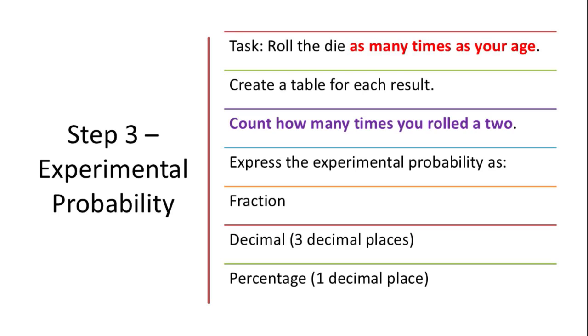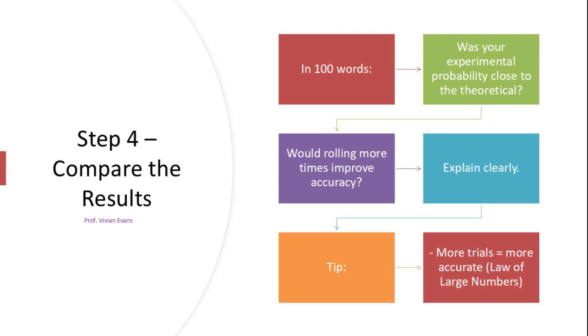To find the experimental probability of rolling a 2, divide the number of times you roll a 2 by the total number of rolls equal to your age. Write this probability in 3 equivalent forms: as a fraction, a decimal rounded to 3 places, and a percentage rounded to 1 decimal place. Compare your experimental results with the theoretical probability. Discuss if more trials would improve accuracy and explain your reasoning. Remember, more trials often lead to more accurate results due to the law of large numbers.